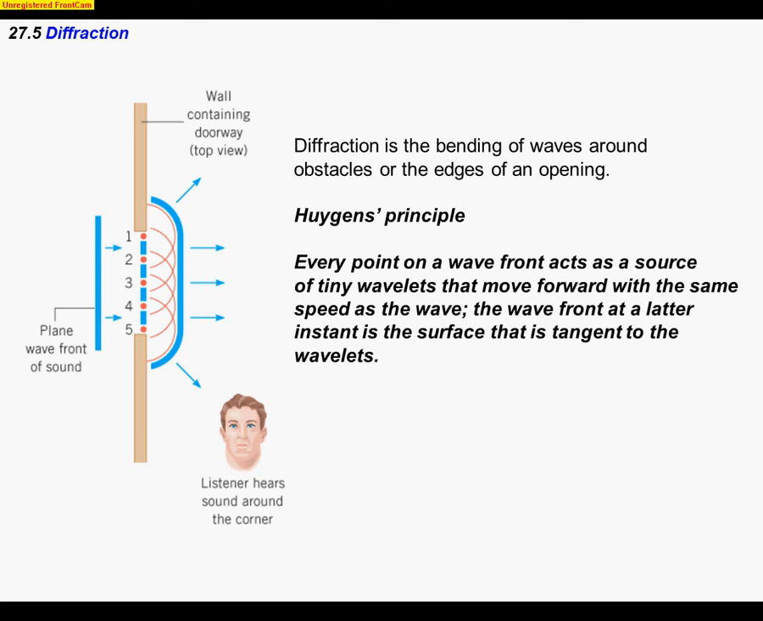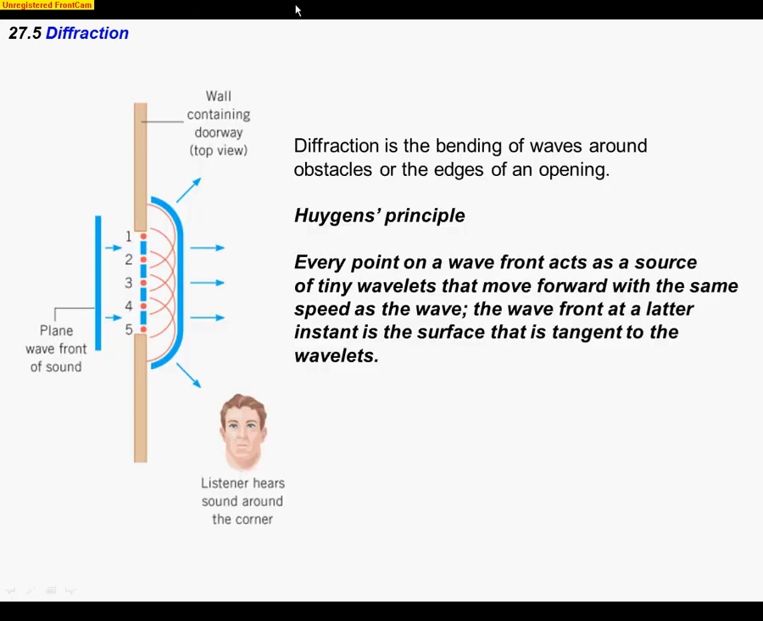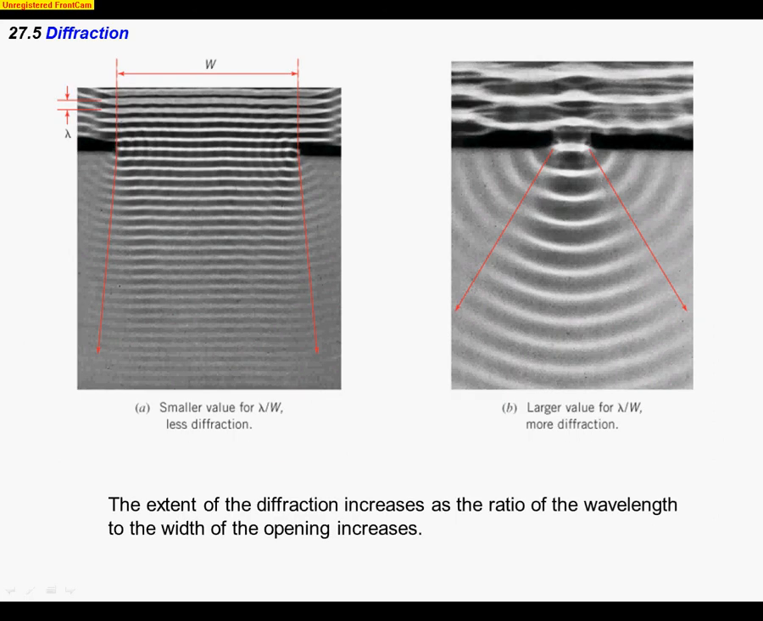So we talked about diffraction before with sound. The reason you can hear sound around the side of a doorway is because the sound waves bend and spread out when they go through a doorway. And that happens with light also. However, the angle through which the wave spreads depends on the wavelength of the light and the width of the slit.